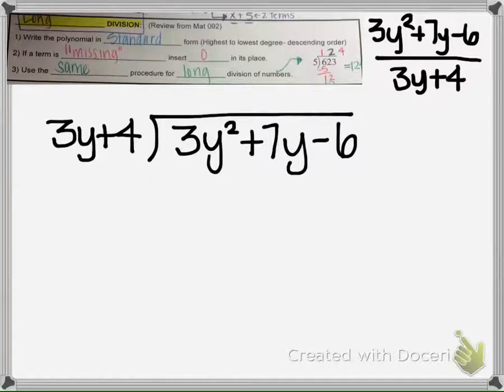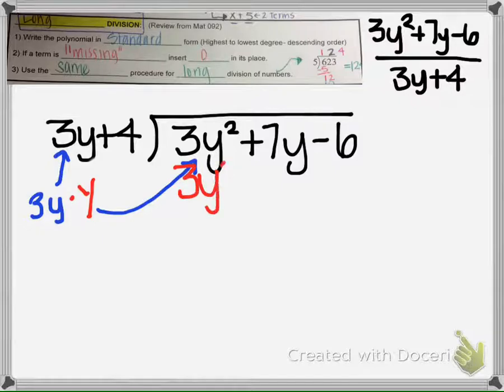Okay, let's go ahead and try this problem using long division here. So first of all, we're going to take this and ask ourselves, 3y times what is 3y squared? Hopefully you're thinking y. If I take 3y and multiply by y, we would get 3y squared. So that's what's going to go here.